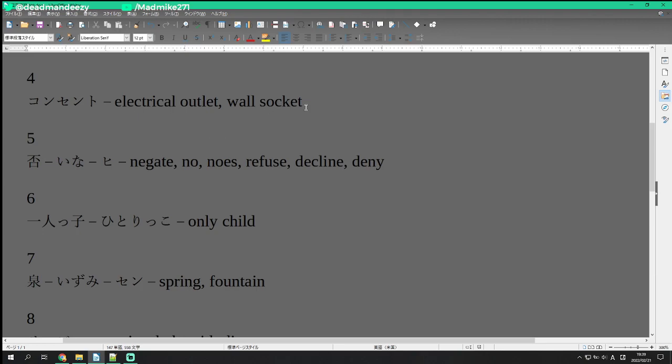Number 4 is konsento. Konsento is an electrical outlet or a wall socket. Why is it konsento? I'm guessing it's from another language that's not English. That's why it's all katakana and not an English word.